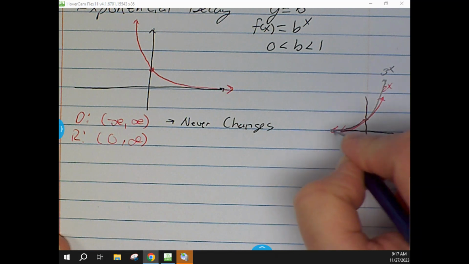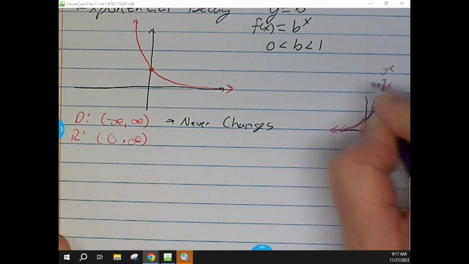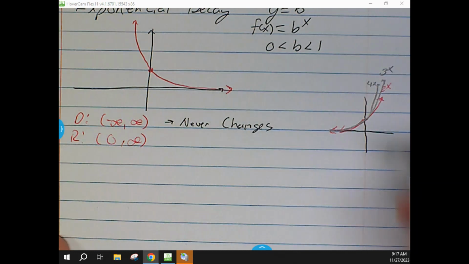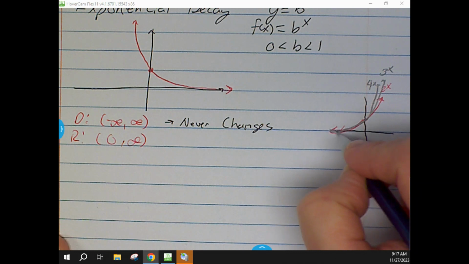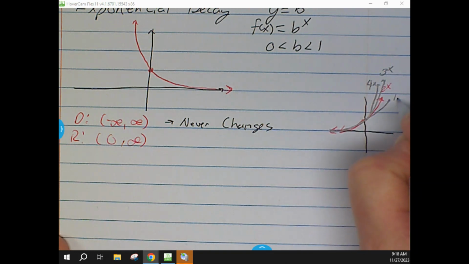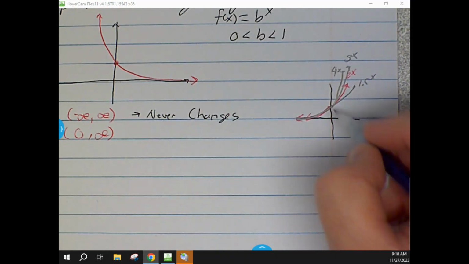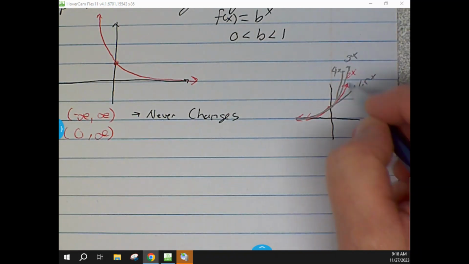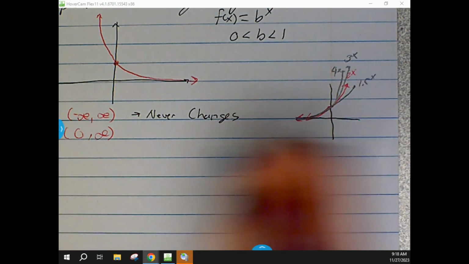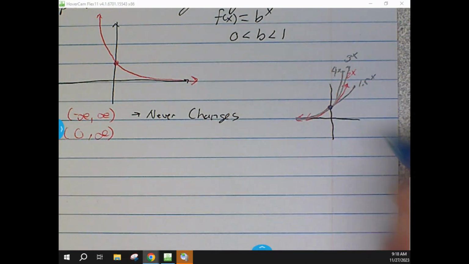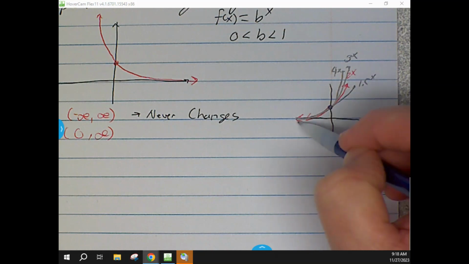Or if you had y equals 4 to the x power, it's going to turn up and go a little bit faster. So the bigger the number you have, the faster this part of the graph is going to turn up. If it was 1.5, it would turn up a little bit slower than 2 to the x power. All the graphs are going to look very similar. The only thing you're really going to notice is that they all still go through the point (0, 1). But again, the bigger the base, the faster it's going to turn up. The smaller the base, as long as it stays above 1, it's going to go up just a little bit slower. But they're all going to have that same basic shape.